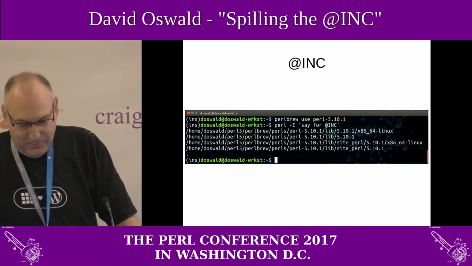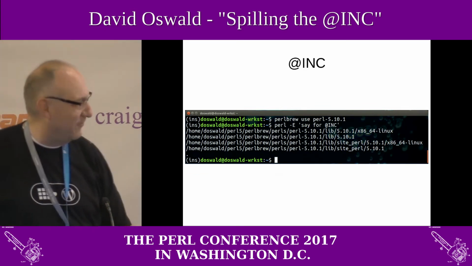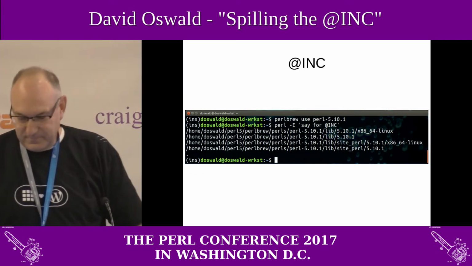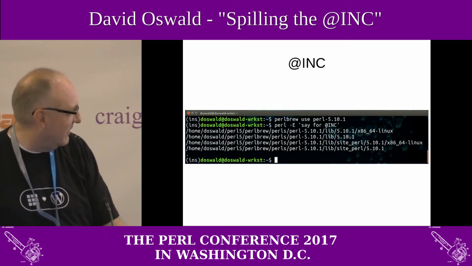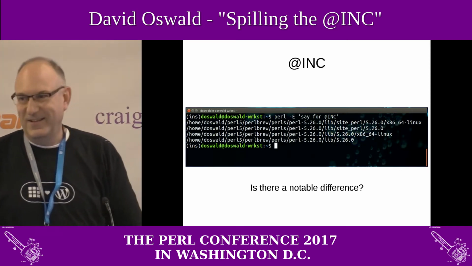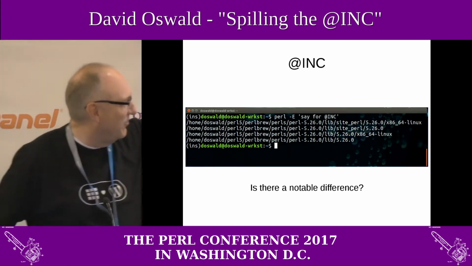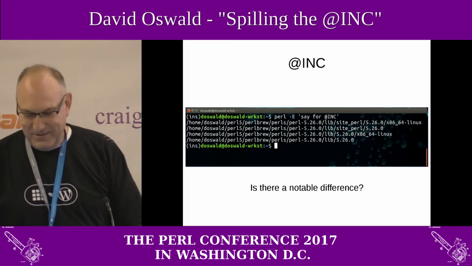And here I'm going to tell perlbrew instead to use Perl 5.10, and I get the Perl 5.10 list of elements. Now, look real closely here at Perl 5.10, and then let's take a look here. Is there a notable difference? Aside from the paths that are listed, aside from the 5.26 and 5.10, do you see a difference here?